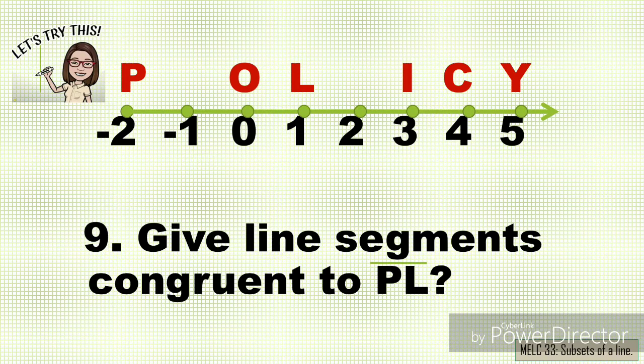Let's proceed with number 9. Ito naman, ang pinapahanap ay congruent sa segment PL. So, hanapin natin ang haba. Ang sukat niya ay 3 units. Very good. So, ano-ano ang mga line segments na 3 units din ang haba? We have line segment OI. Isa, dalawa, tatlo. Another one is line segment LC. Isa, dalawa, tatlo. Kahit pabalik, CL. Parehas lang siya. 1, 2, 3. You get it? Very good.